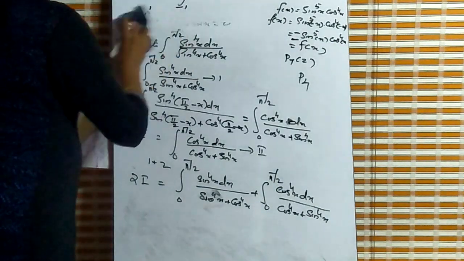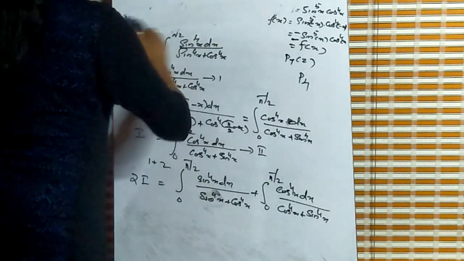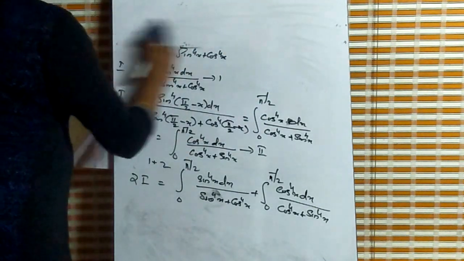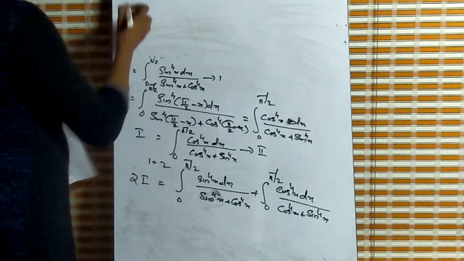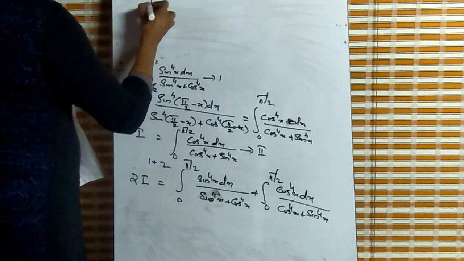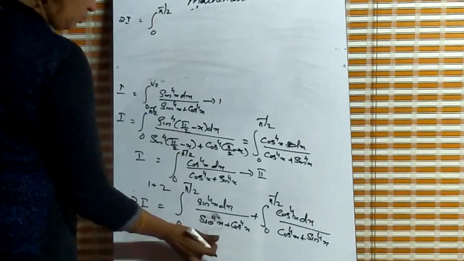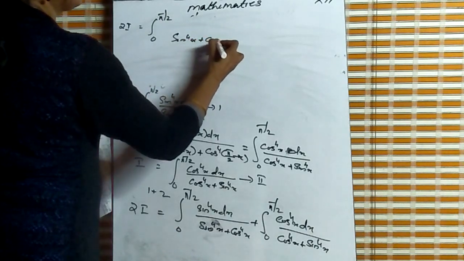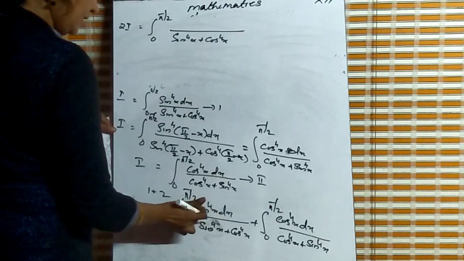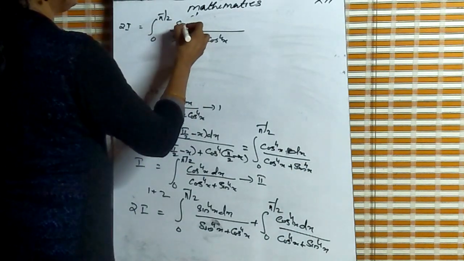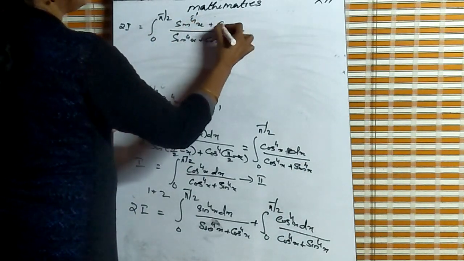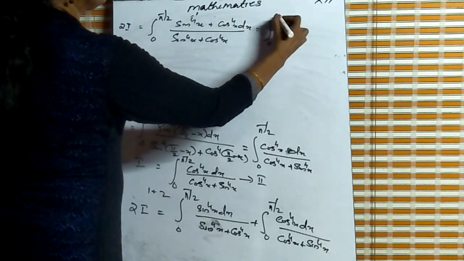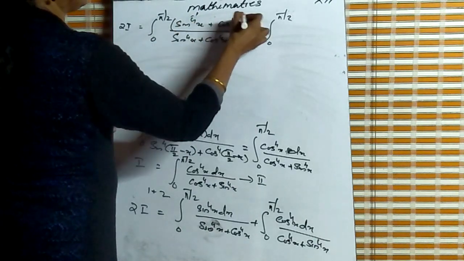So, 2I is equal to the integral from 0 to pi by 2. These two have a common denominator. Sin^4 x plus cos^4 x upon sin^4 x plus cos^4 x, dx, is equal to the integral from 0 to pi by 2. These two cancel.